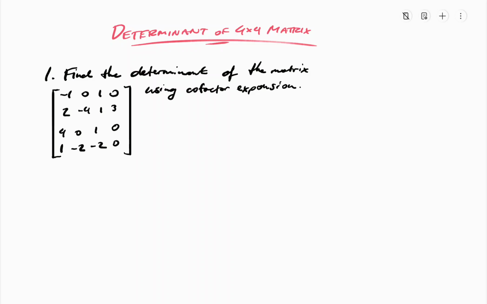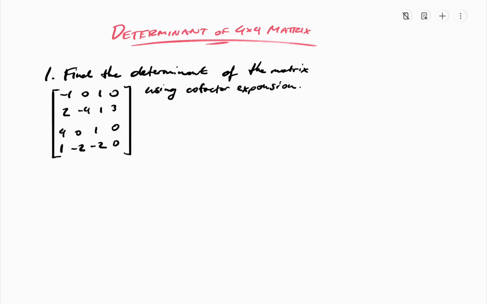With our matrix here, when we use cofactor expansion, we can pick any row or any column that's a straight line without any zigzagging, probably not any diagonals. And what we're going to do is the determinant is equal to the sum of the cofactors of your selected row or column.